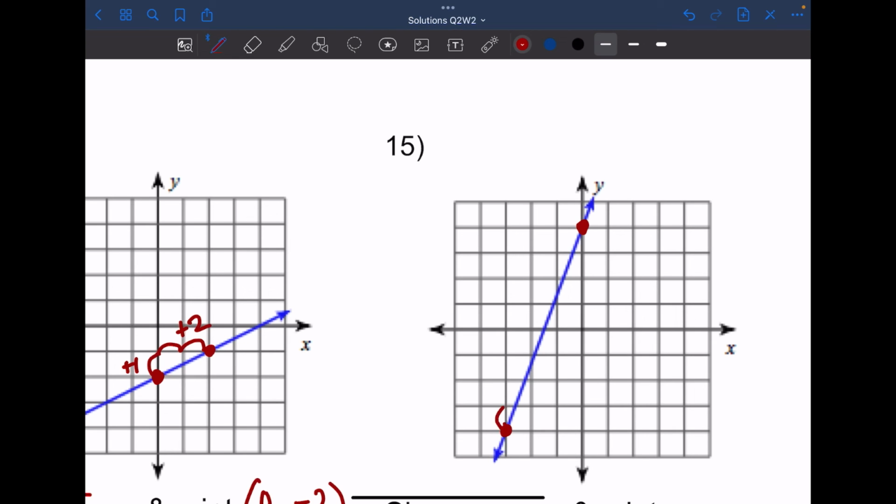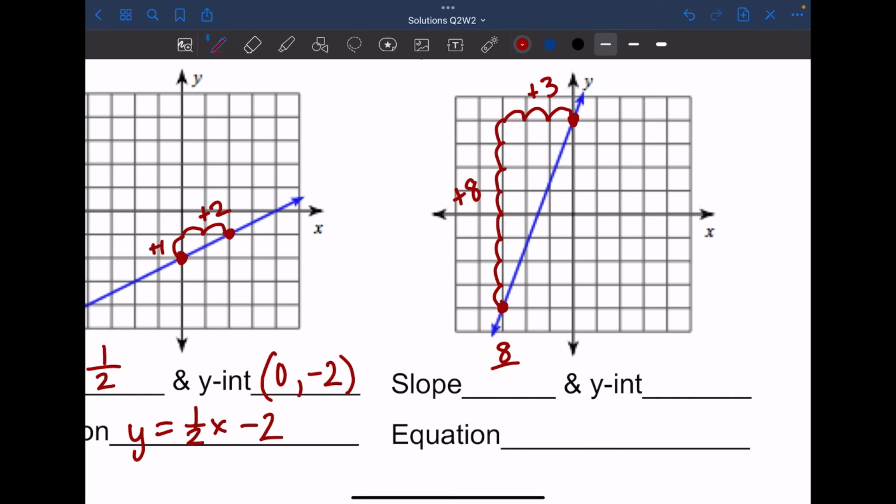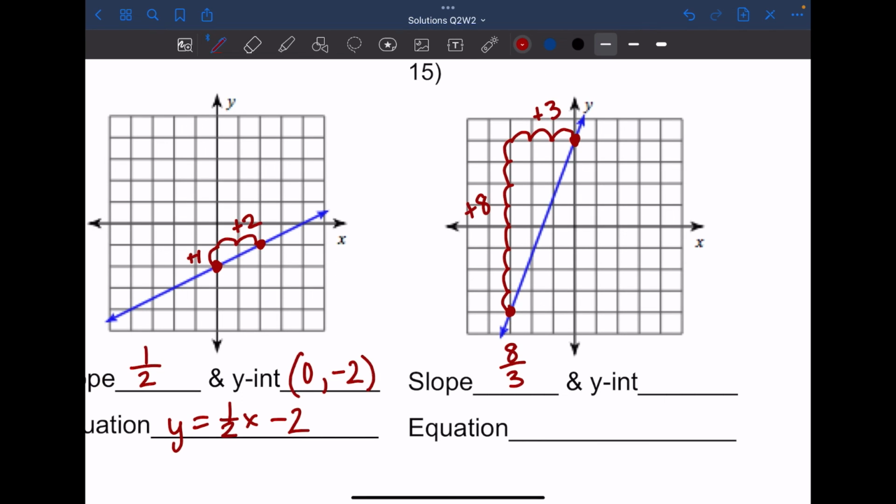So I would have to go up 1, 2, 3, 4, 5, 6, 7, 8. That's a +8. And then 1, 2, 3, that's +3. So my slope should be 8 over 3. And my y-intercept here is this piece. This looks like it is +4, 1, 2, 3, 4 above my origin. So 0, +4. And we'll write our equation out. y equals 8 over 3 x plus 4.